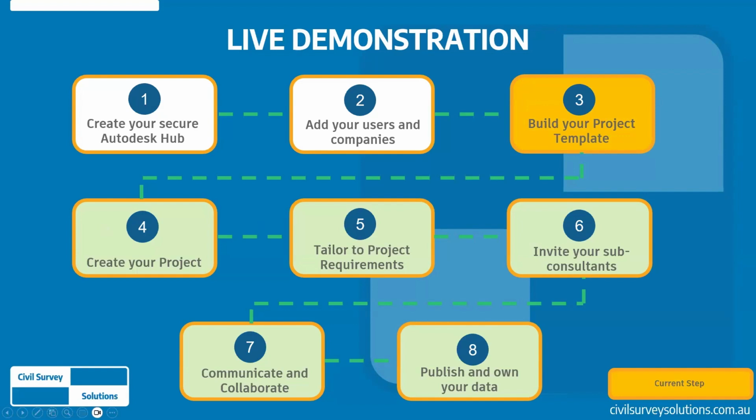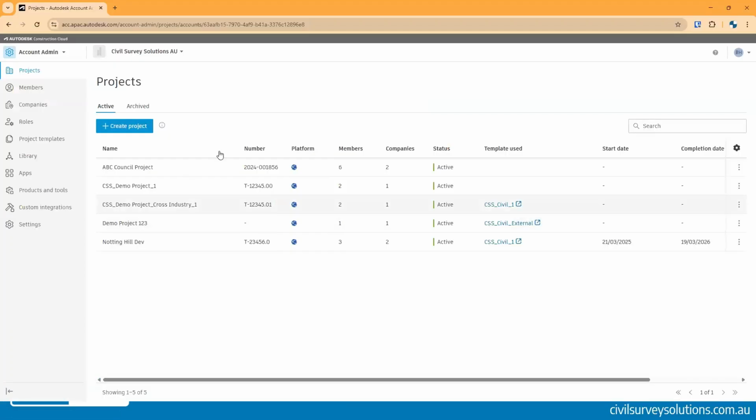So I'll just jump across into my Docs environment. Hopefully I pull up the right screen. I think I have. So this is one of the home pages of the Docs environment. We're in our account admin at the moment, so I can see all of the projects that we have in our account and all of our account settings and tools across the sidebar here as well.